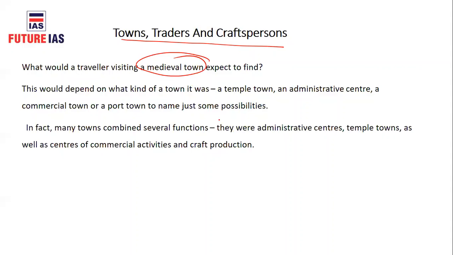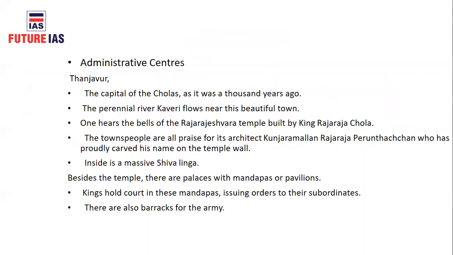For example, you would find the temple town, you will find an administrative center, you will find a commercial town, you will find a port town, isn't it? So you will find different types of towns. And you must also understand there were many such towns which performed different types of functions. For example, some of those towns performed the administrative functions, the temple functions, some commercial activities, and craft production also. So many such functions were performed by the towns. So one by one we will be looking at the different centers.